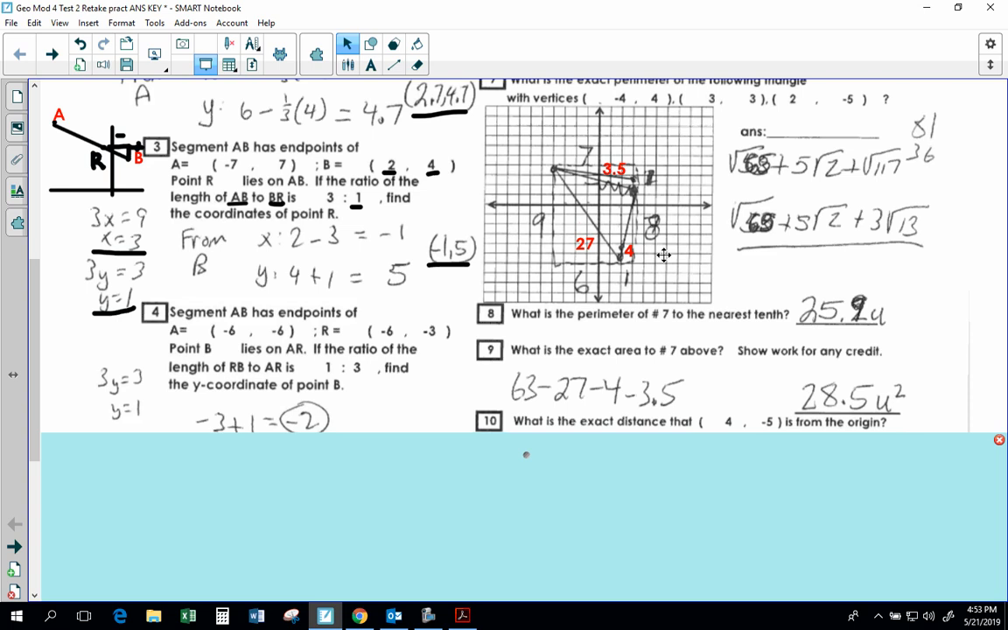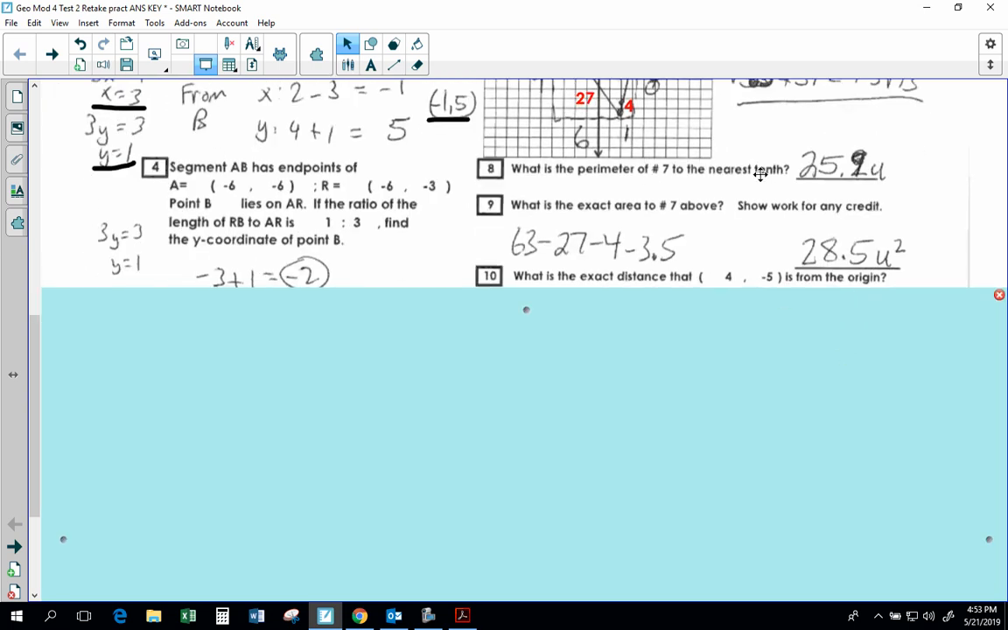So I have the 63, the rectangle, minus off that triangle is the 27, minus off this one's the 4, minus the 3.5 for that one. Put in a calculator and you get 28.5 square units. Don't forget anytime it's area, it's square units. You must have a degree 2 on there. If it's just a straight distance, then it's just u.